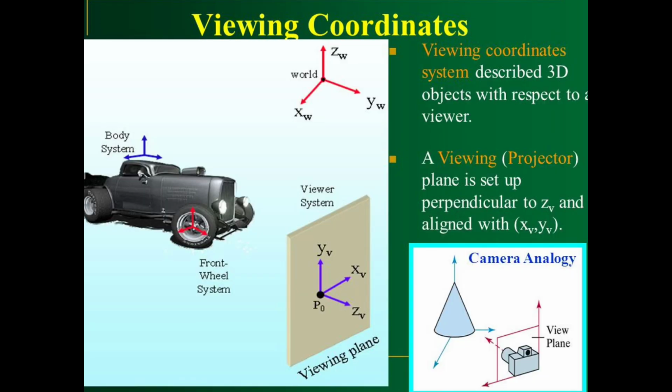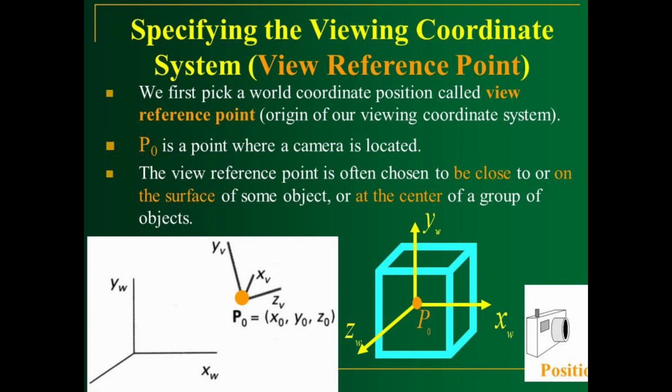And the viewing coordinate system describes 3D objects with respect to a viewer. A view plane or projection plane is set perpendicular to ZV and aligned with the XV and YV axes. To specify the viewing coordinate system, we first pick a world coordinate position called the view reference point, the origin of our viewing coordinate system, where P0 is the point where the camera is located, and the view reference point is often chosen to be close to or on the surface of some object, or at the center of a group of objects.